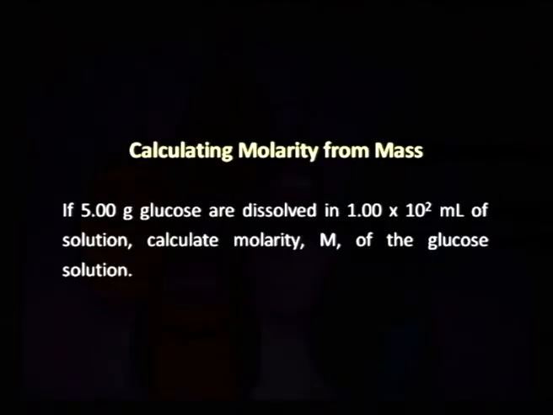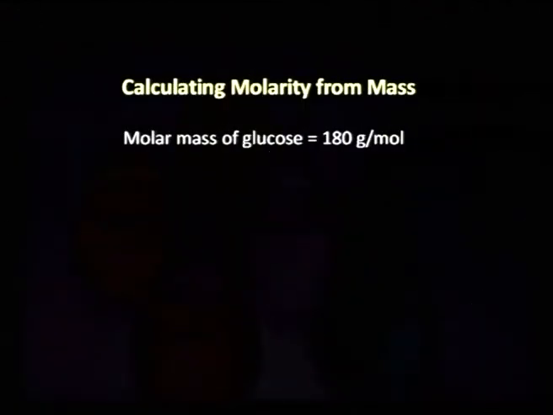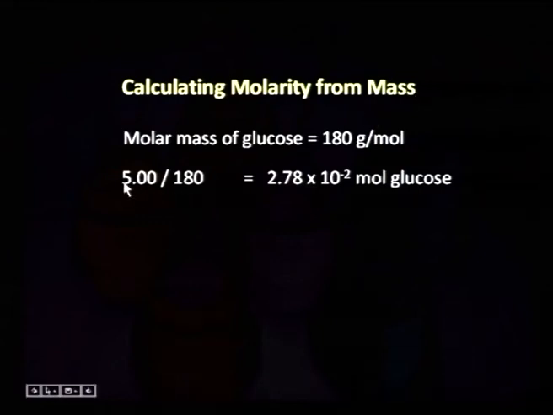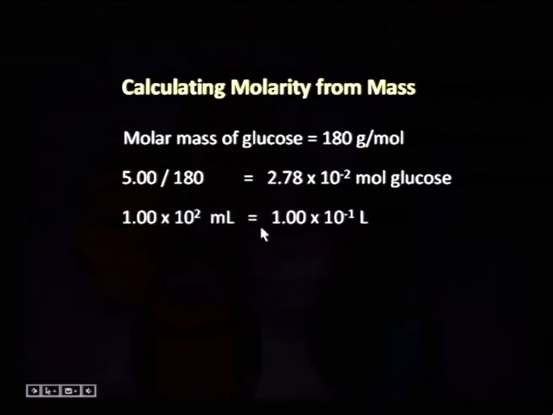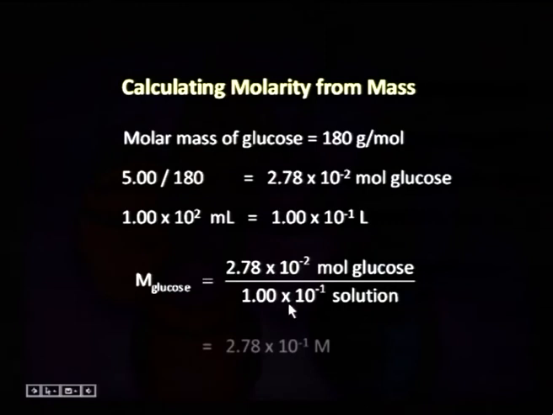If you are given mass of the solute, then also you can calculate the molarity. If 5 grams glucose are dissolved in 1 into 10 to the power 2 milliliters of solution, calculate molarity of the glucose solution. Molar mass of glucose, as you know, is 180 grams per mole. Now, number of moles of glucose will be equal to 5 upon 180, and this will be equal to 2.78 into 10 to the power minus 2. Now, 1 into 10 to the power 2 ml will be equal to 1 into 10 to the power minus 1 liters. Molarity of glucose will come out to be 2.78 into 10 to the power minus 1 molar.